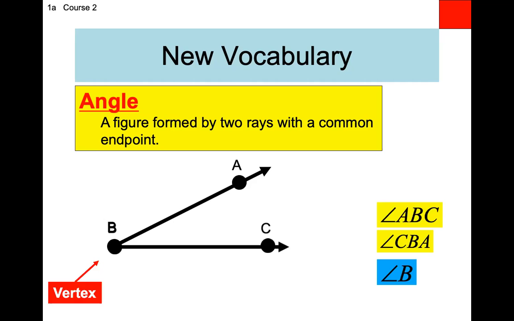So when the angle is floating by itself, the only thing there is just this angle, you can call this angle B. But when you have a more complicated picture, and you will today, you can never call it angle B. Does that make sense? It's just not descriptive enough.